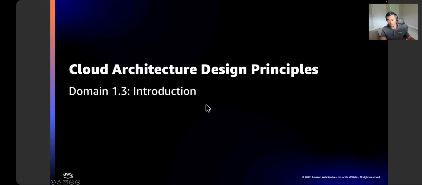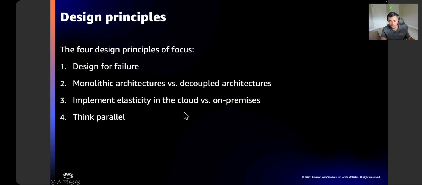So moving on to domain 1.3, which is about architectural design principles or best practices. And really the 4 design principles that we want to focus on for this exam are, firstly, designing for failure. So essentially, when we have disasters or something that occurs that can cause our application to go down, how can we design our application for failure or fault tolerance, right?